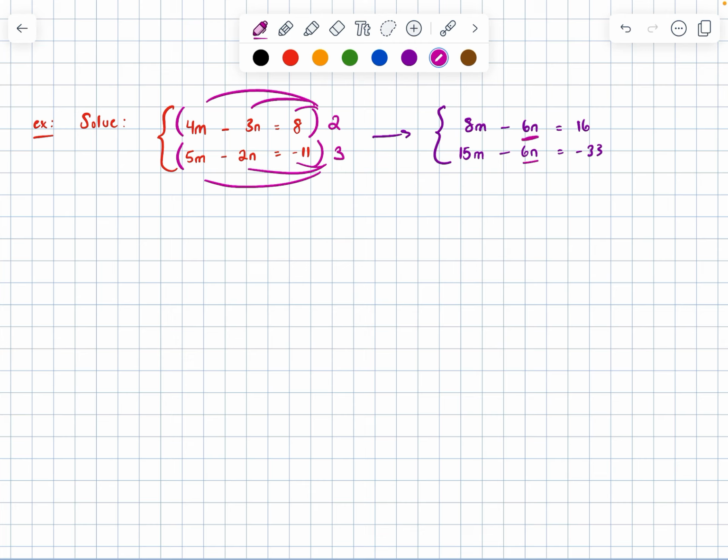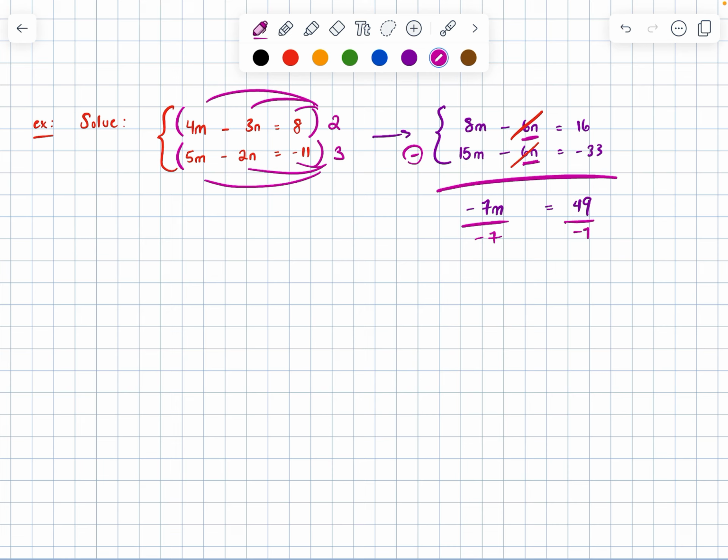From here, notice that I have a negative 6n and a negative 6n. Again, they have the same sign, so I'm going to undo them using subtraction. Our combination: 8m minus 15m is going to give me negative 7m. Negative 6n minus negative 6n would become negative 6n plus 6n, which is 0. And finally, on the right side, I have 16 minus negative 33. That would become 16 plus 33, which is equal to 49.